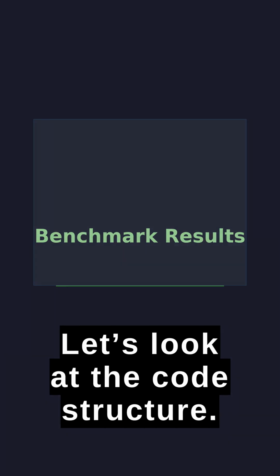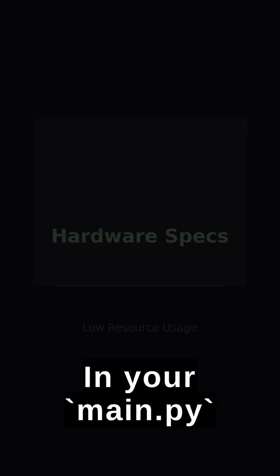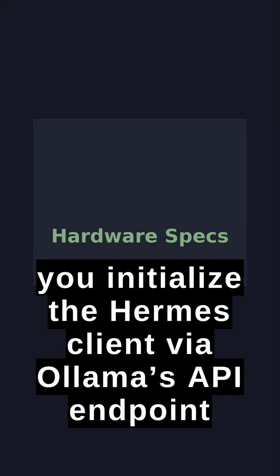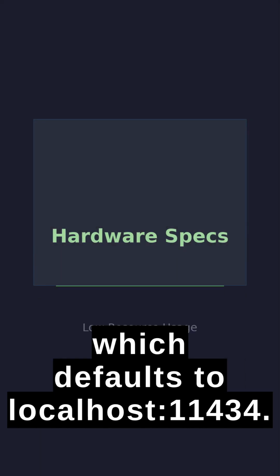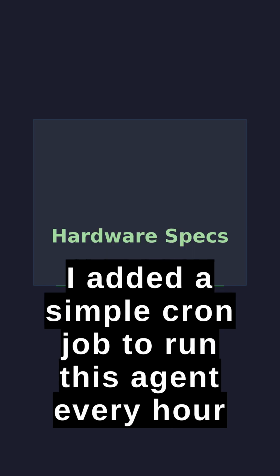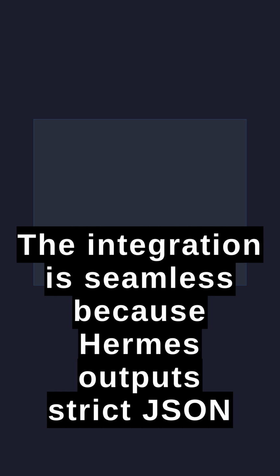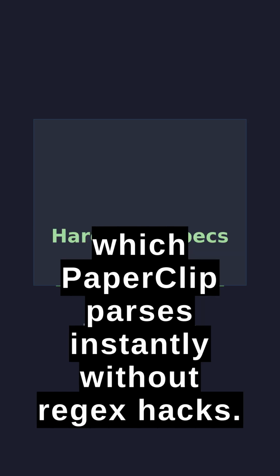Let's look at the code structure. In your main.py, you initialize the Hermes client via Ollama's API endpoint, which defaults to localhost 11434. PaperClip handles the retry logic if the model hallucinates or times out. I added a simple cron job to run this agent every hour, processing new emails and summarizing them into a Notion database. The integration is seamless because Hermes outputs strict JSON, which PaperClip parses instantly without regex hacks.